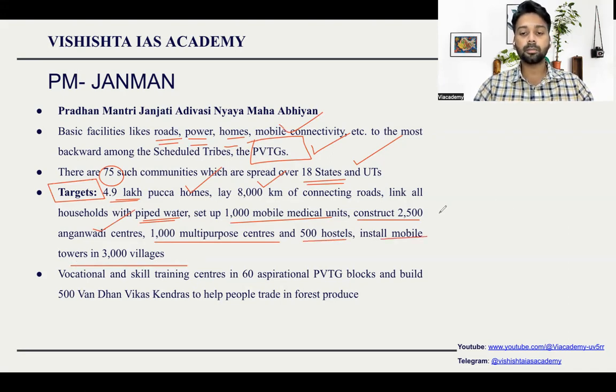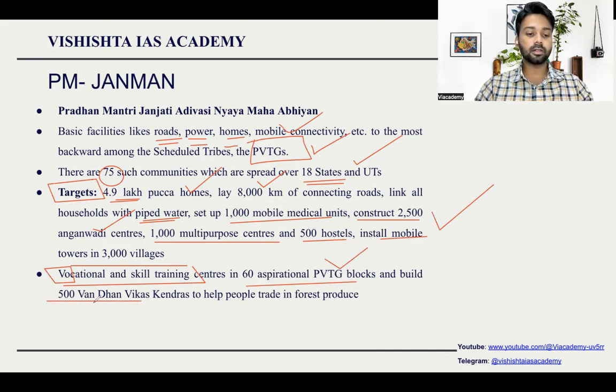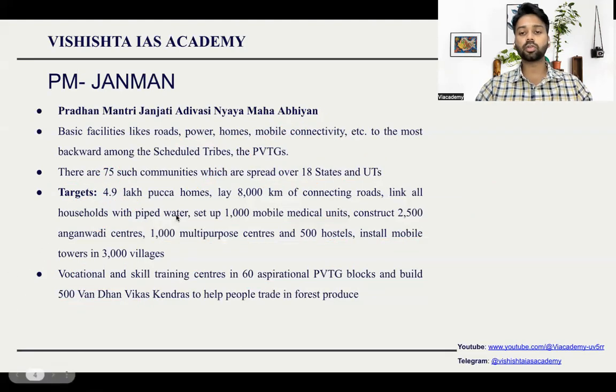So these are all the basic necessities of the people which are going to be given through this scheme. Apart from all these things, this point is very important. Vocational and skill training centers are to be developed in 60 aspirational PVTG blocks and build 500 Van Dhan Vikas Kendras. So the government wants these people to be skilled. The government wants these people to come inside the labor force of the country. So that's why we are going to provide them vocational training and skill training also.